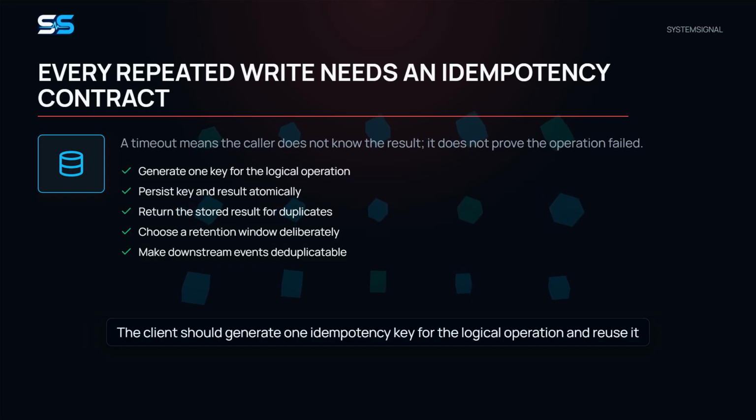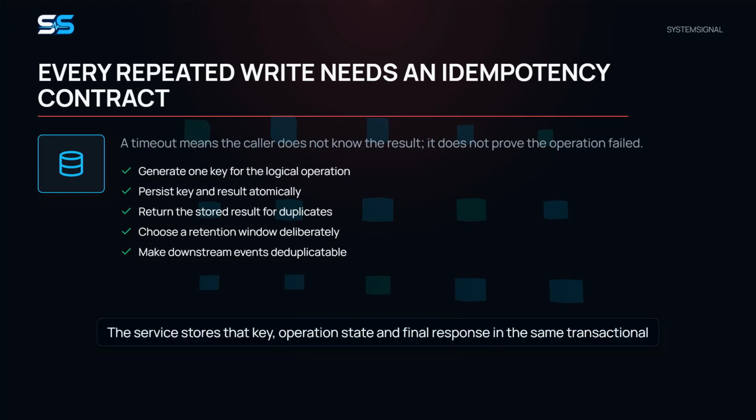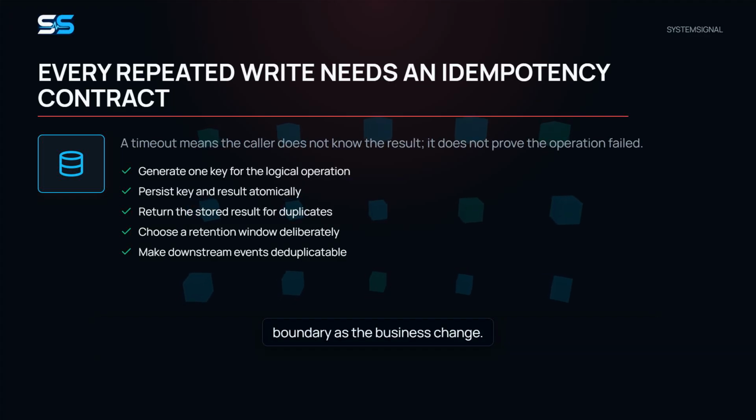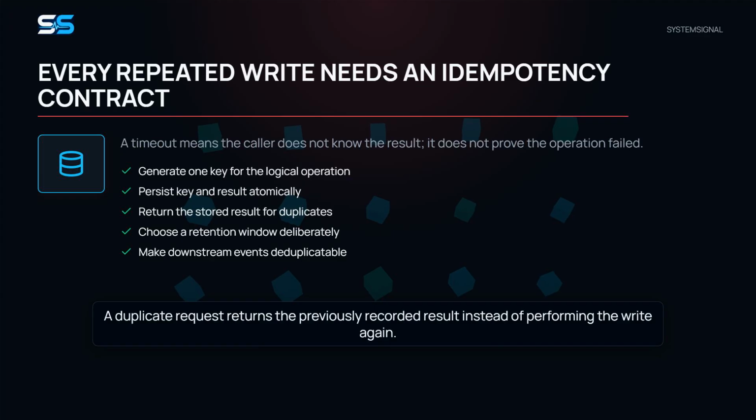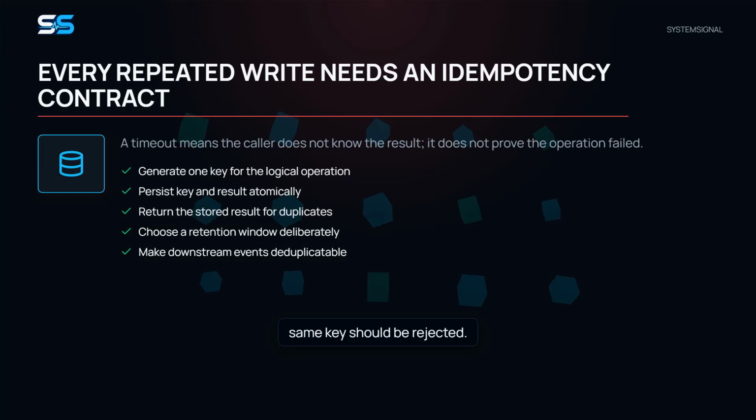The client should generate one idempotency key for the logical operation and reuse it across every attempt. The service stores that key, operation state, and final response in the same transactional boundary as the business change. A duplicate request returns the previously recorded result instead of performing the write again. The retention period must cover the realistic retry window, and payload mismatches using the same key should be rejected.